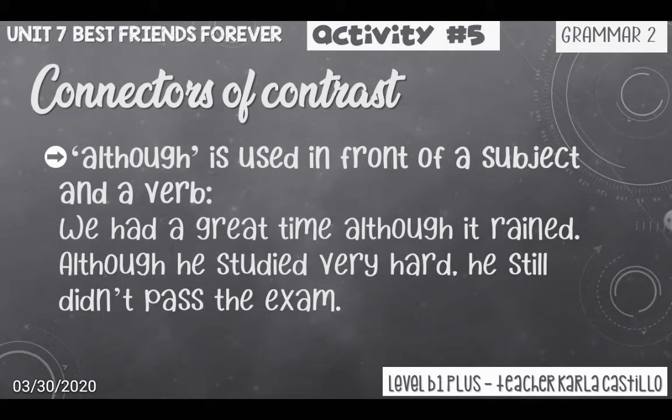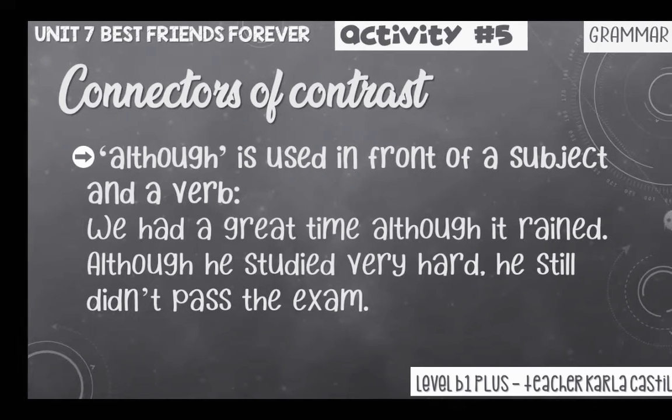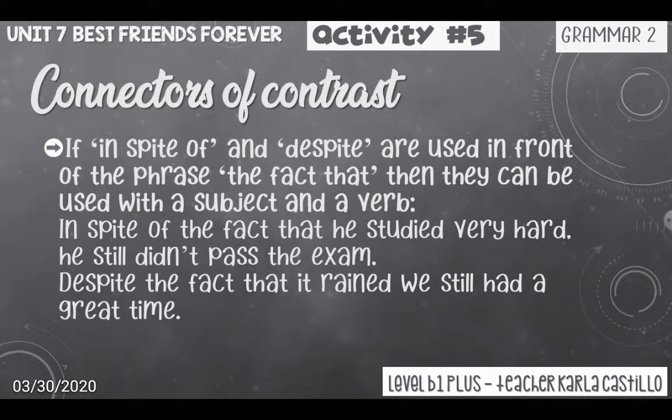Although, which is another connector of contrast, is used in front of a subject and a verb. The examples: We had a great time, although it rained. Although he studied very hard, he still didn't pass the exam. If you see, we're focused on the same idea in these cases. That's the other connector of contrast.